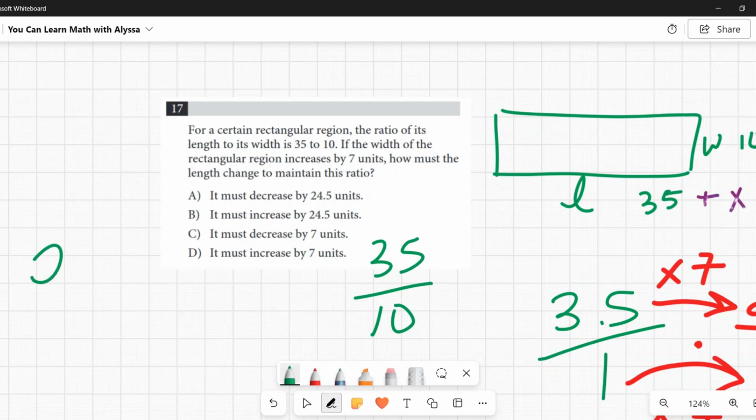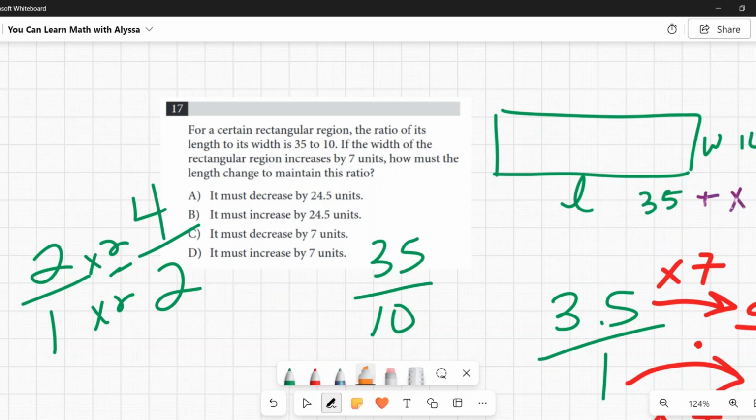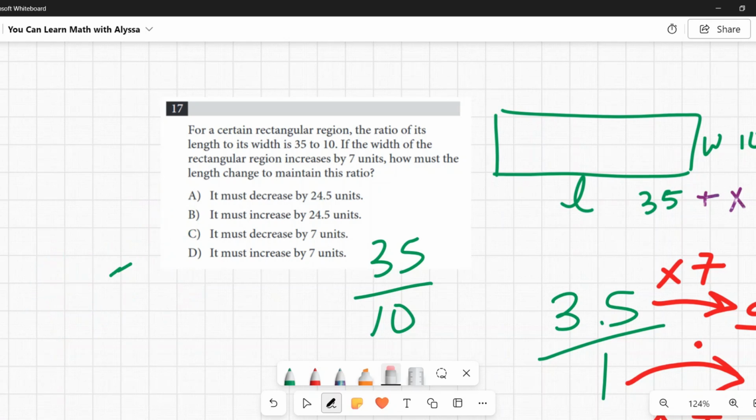Say if this was 2 to 1 and the bottom went up to 2, we'd multiply by 2. What will we need to do to the top? Multiply by 2. It's that principle. Ratios are fractions. We're changing fractions, we're multiplying. We're never adding to keep those fractions the same. They have to be multiplying to keep the fraction the same. And that's what they're saying. We have to maintain the ratio. We have to keep that fraction the same.